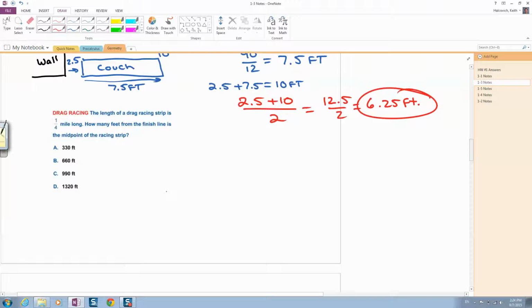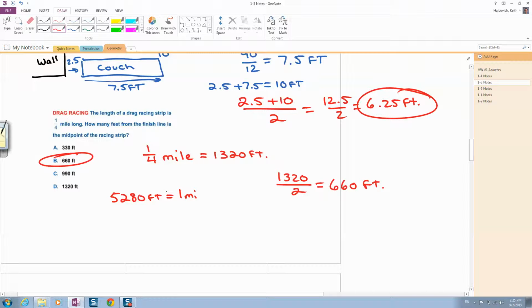This one here, the length of a drag racing strip is 1/4 of a mile long. Well, remember there's 5,280 feet in 1 mile. So a quarter of a mile, 1/4 times 5,280 is approximately 1,320 feet. And it wants the midpoint. So 1,320 divided by 2 is 660 feet. B.